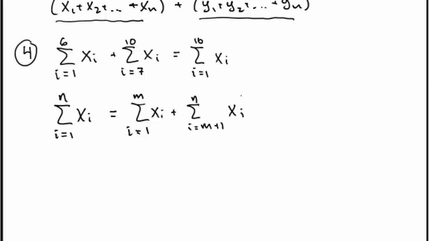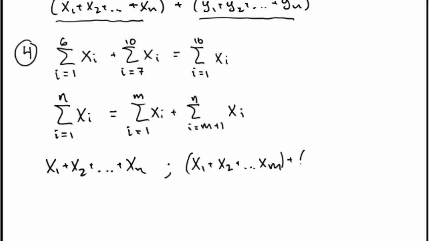And the proof is quite simple. The sum on the left hand side is x1 plus x2 plus to xn. The sum on the right hand side is x1 plus x2 plus to xm. And to that we should add xm plus 1 plus all the way to xn, and these two sums are the same.